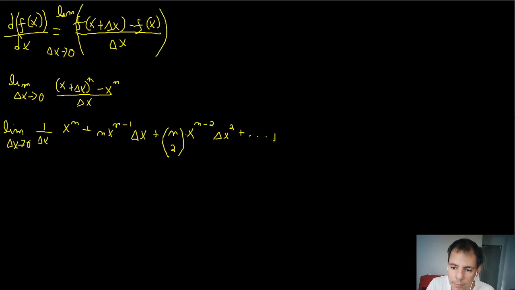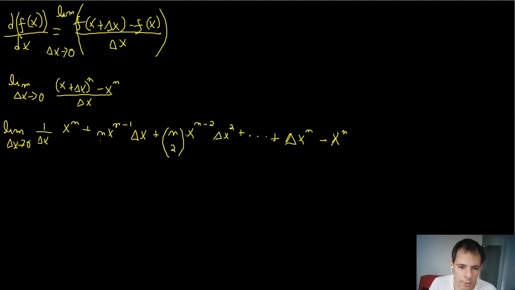And then you have plus 1, and then you have the x to the 0 and delta x to the n. That's what you're going to have, okay? So this is the binomial expansion. In here, you have minus x to the n. Where is this coming from? It's this one right here. Okay, you can't forget about that.